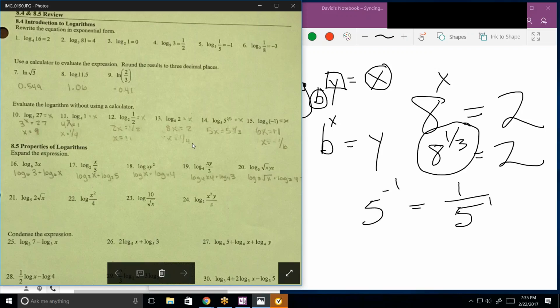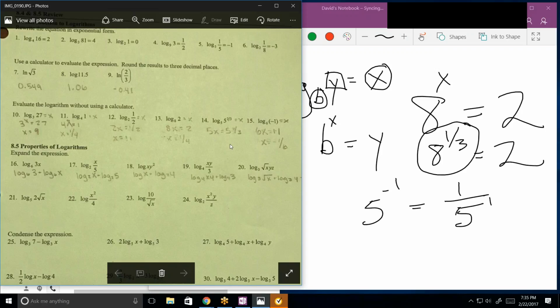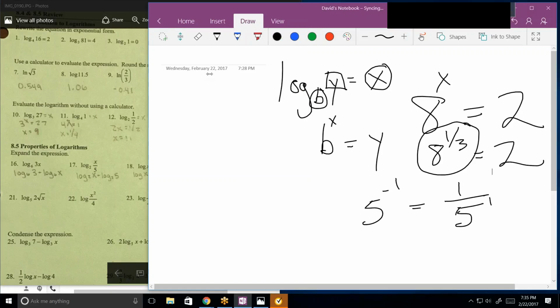16 through 20, I think I knew how to do. I don't know if that's the right one. Okay, well, let's go back here. Let's get through that. 14 is different. It's unique.